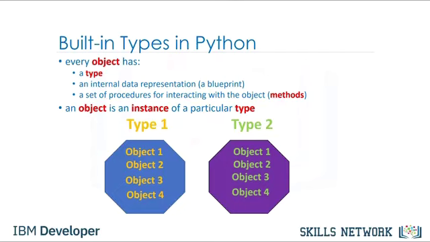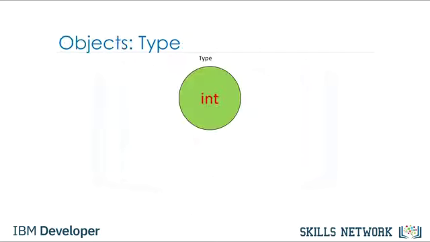Let's do several less abstract examples. Every time we create an integer, we are creating an instance of type integer, or we are creating an integer object.